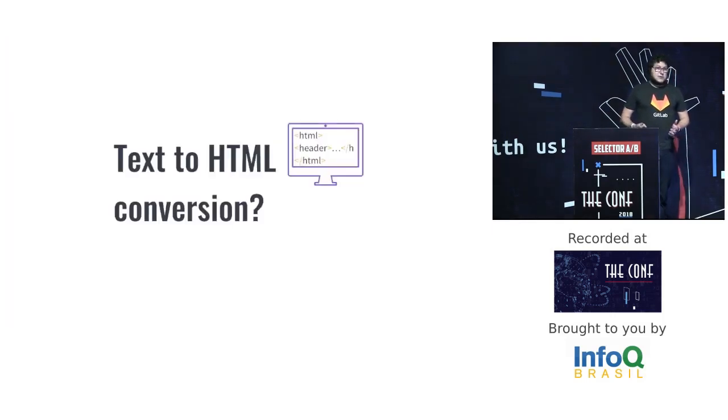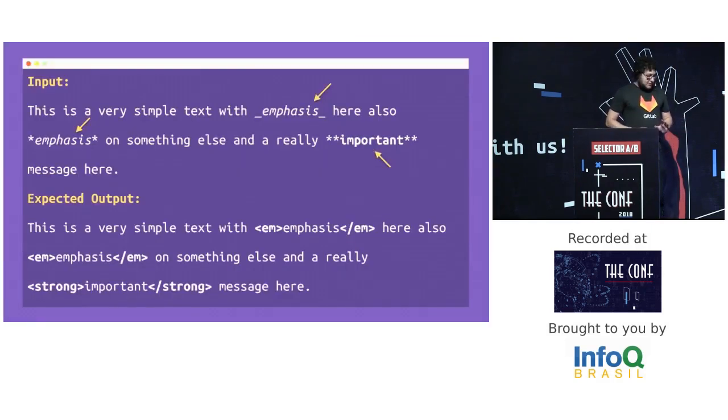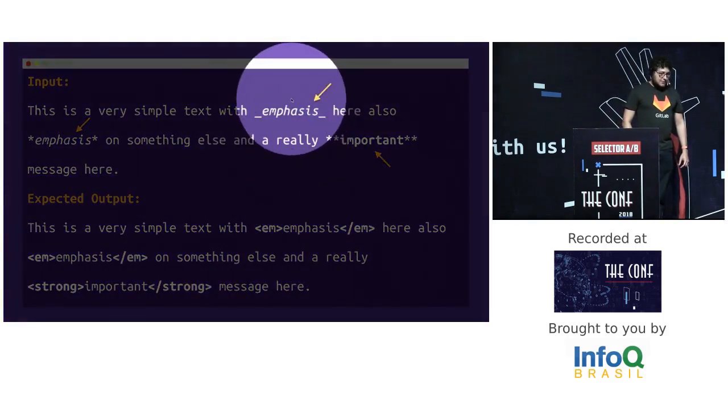The next thing that usually goes together with Markdown is the text-to-HTML conversion. Markdown was not supposed to be read in its final form as plain text. So usually you want to convert it to HTML so you can render and visualize it in a browser. Let's try to convert a very simple Markdown document. We have the simple input here again.